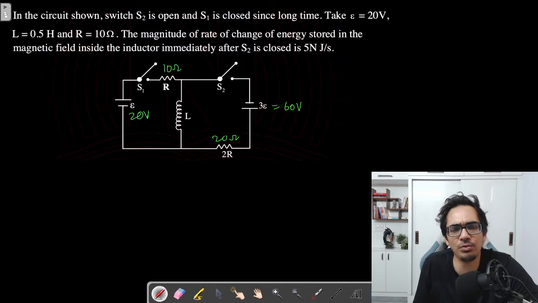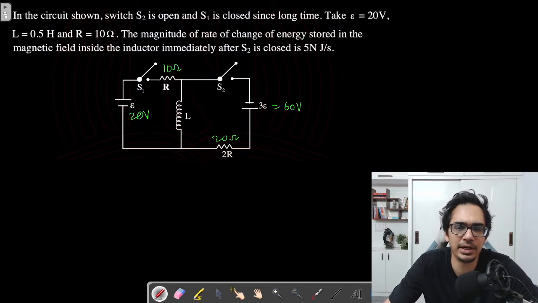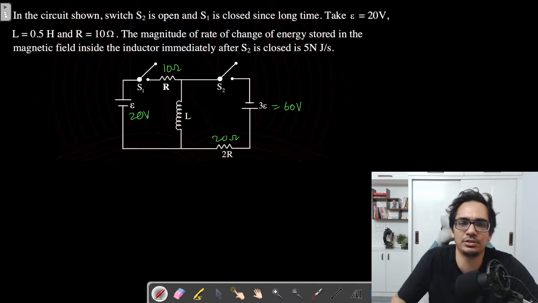The magnitude of rate of change of energy stored in the magnetic field inside the inductor immediately after S2 is closed and S1 is also closed is 5 n joules per second. Then we have to find the value of n. So the first thing is to find the rate of change of energy stored in the magnetic field inside the inductor immediately after S2 is closed.